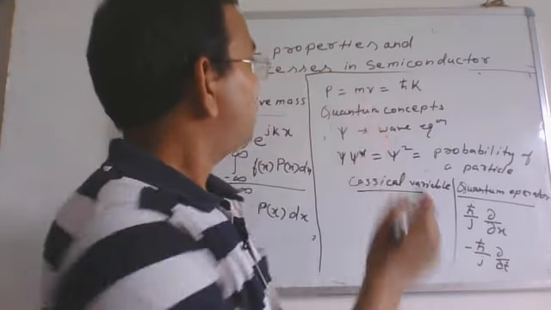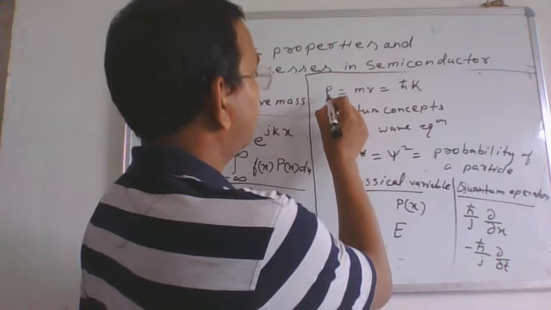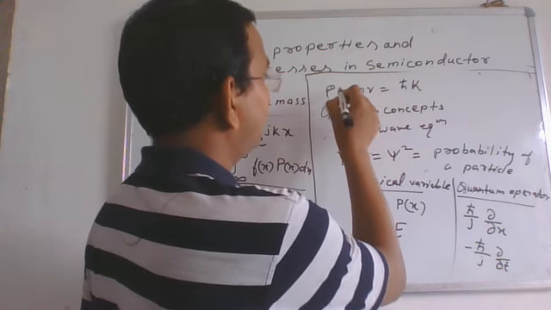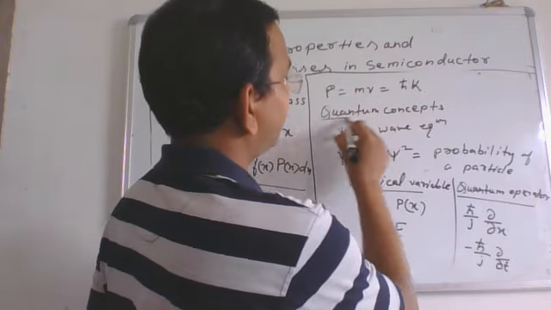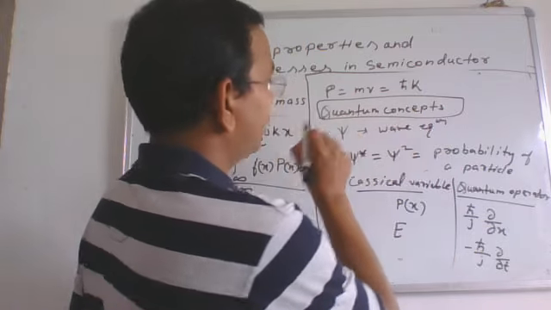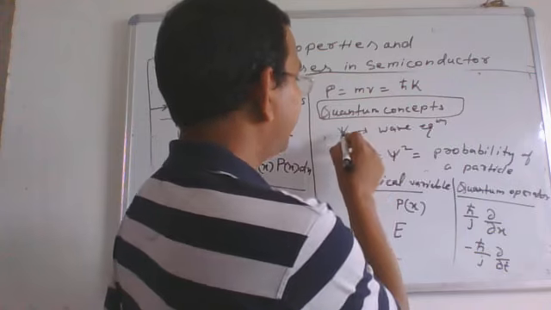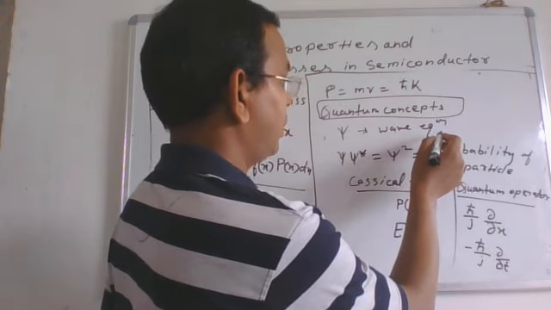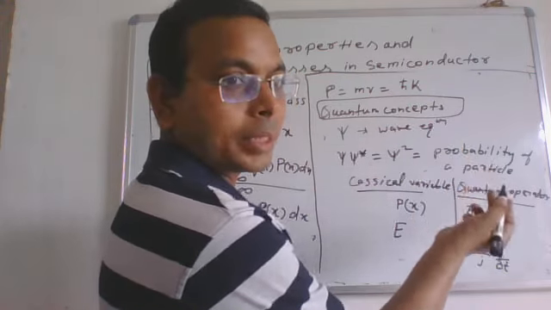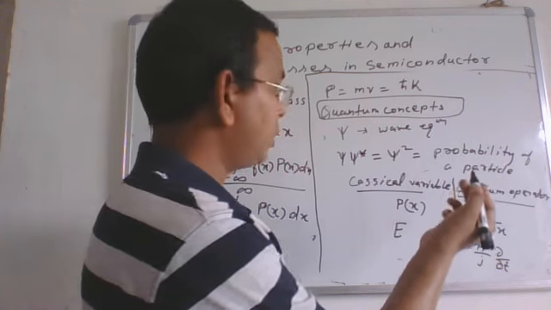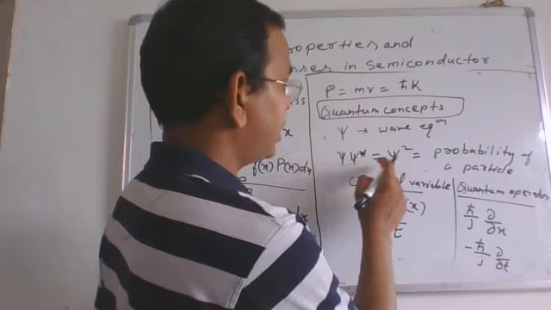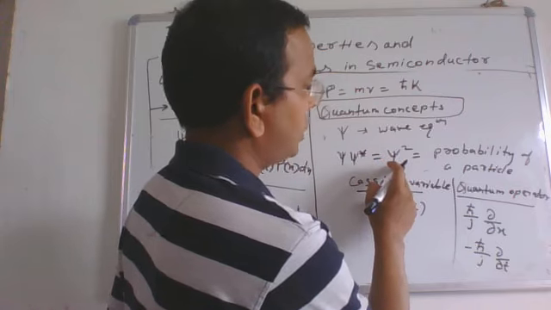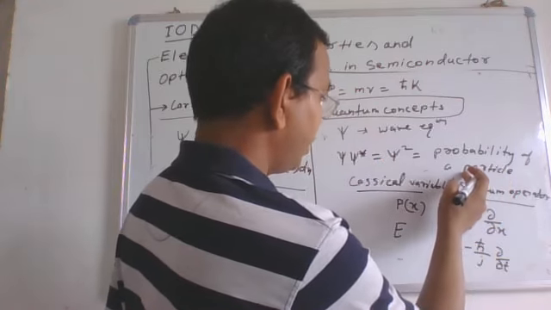To understand the proof of why the momentum of any particle, which is mv, is written as h cut k, we need to understand the quantum concepts. So in quantum concept, psi is the wave equation of any particle. Particle may be electron, proton, hole, photon, phonon, and psi into psi conjugate is written as psi square, which gives the probability of a particle.